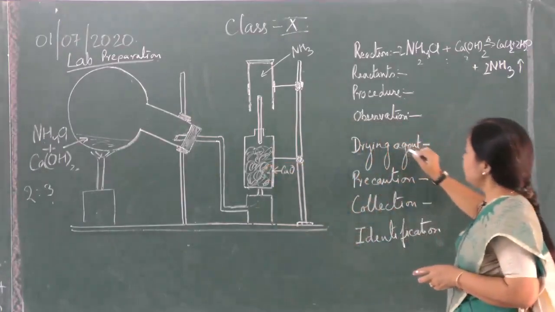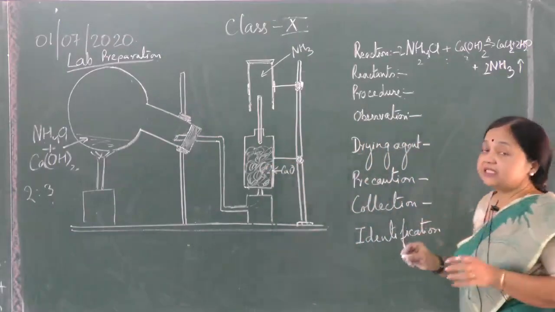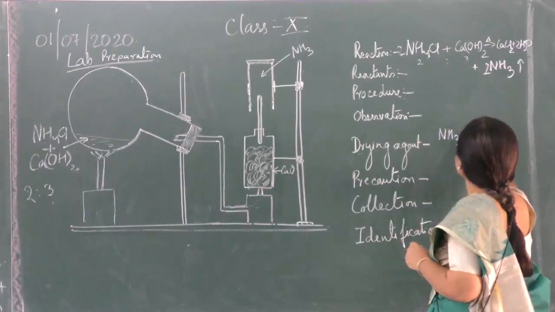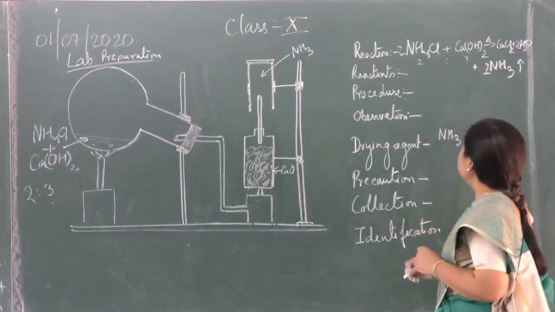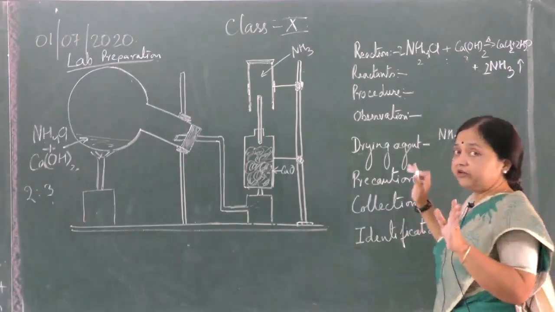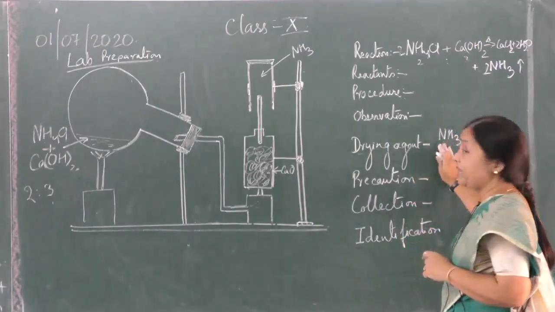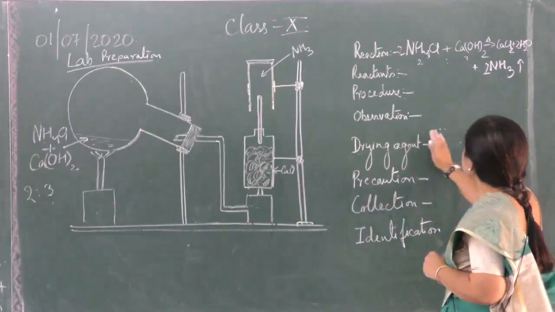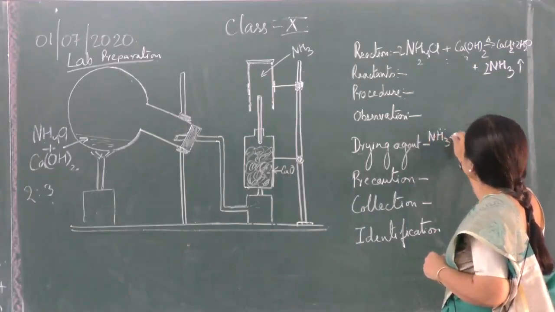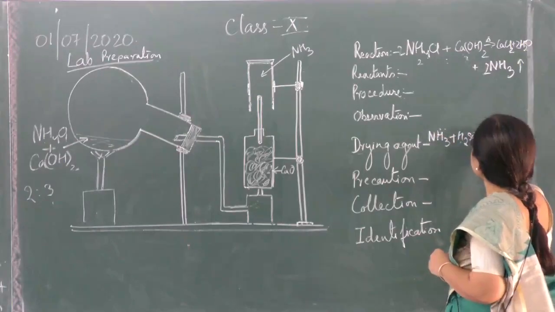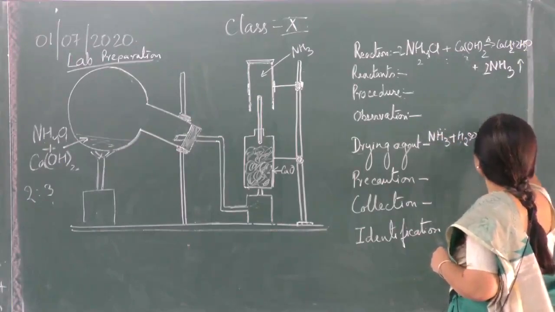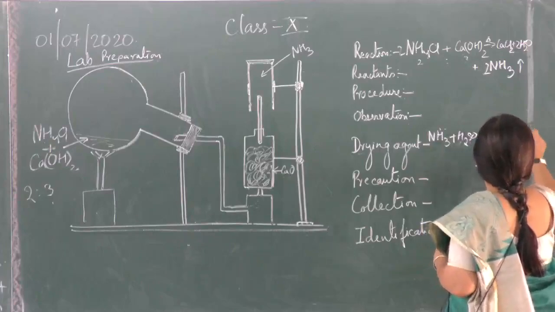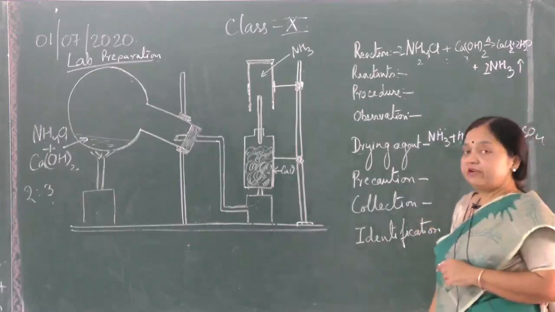What is the drying agent used in the drying chamber? It is calcium oxide. Why not the others? Because they react. For example, conc. H2SO4 is another commonly considered reagent, but it is not preferred. Why? Because this is an acid and this is a base. Acid and base will react and form a salt. Ammonia plus H2SO4 will form (NH4)2SO4, ammonium sulfate.